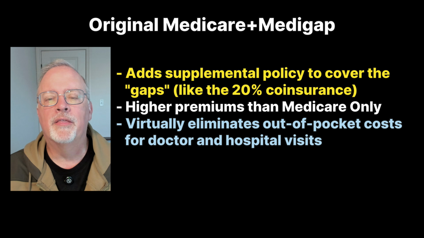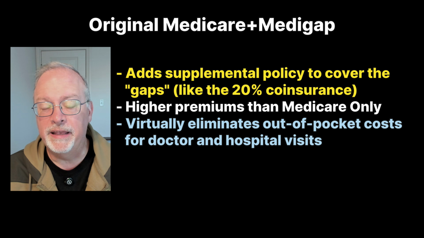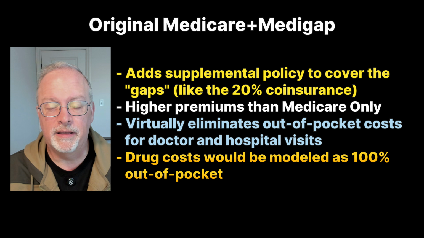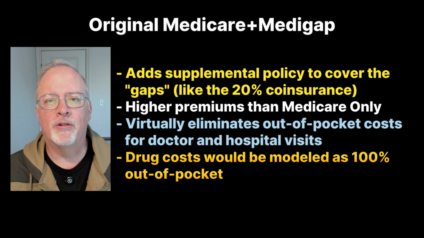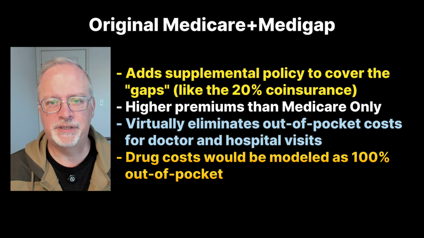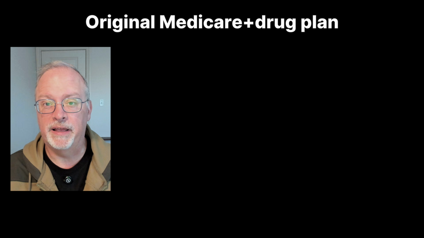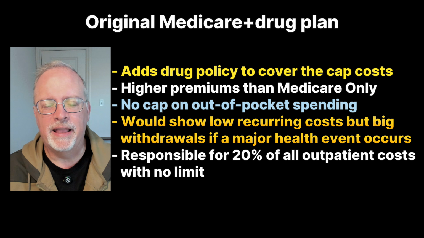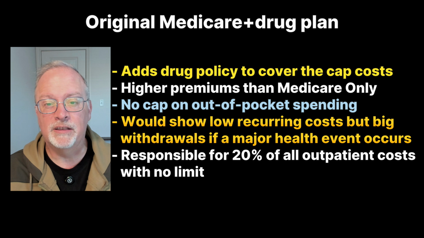However, the model will exclude any kind of coverage for drug costs and will model all drug costs as 100% out of pocket. The third option is original Medicare plus a drug plan. Instead of this covering a gap in copays for visits and services, this calculates that drugs are covered, but you're still paying that 20% out of pocket copay with no cap.